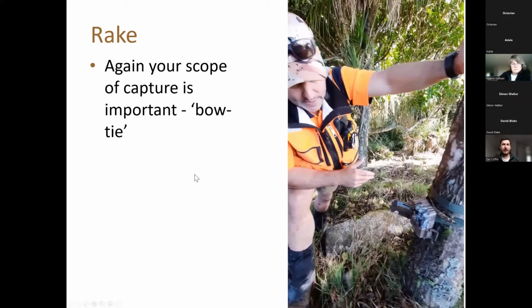So I mentioned here that the bow tie is the shape of the camera captures its footage. So it's narrow from top to bottom, but wide across. It's a general feature of all trail cameras I've found.